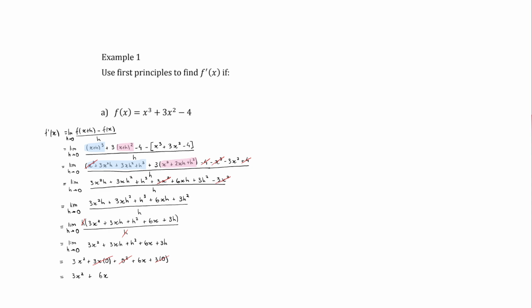Okay, and so this is our derivative, all right? The derivative of x to the power of 3 plus 3x to the power of 2 minus 4 is equal to 3x squared plus 6x. Okay? That is our final answer. Let's take a look at another example.